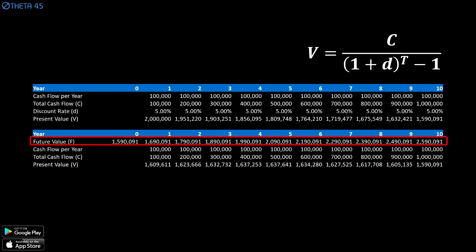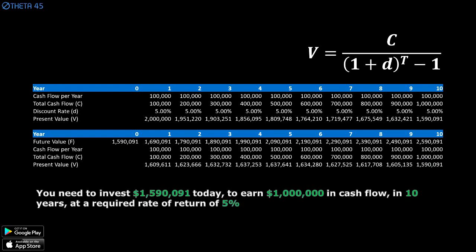The future value of your investment in 10 years is discounted back to the present value, V. Over a 10-year investment horizon, the value of the company today is just under $1.6 million. In other words, you need to invest $1.6 million to earn $1 million in free cash flow in 10 years at an annual rate of return of 5%.